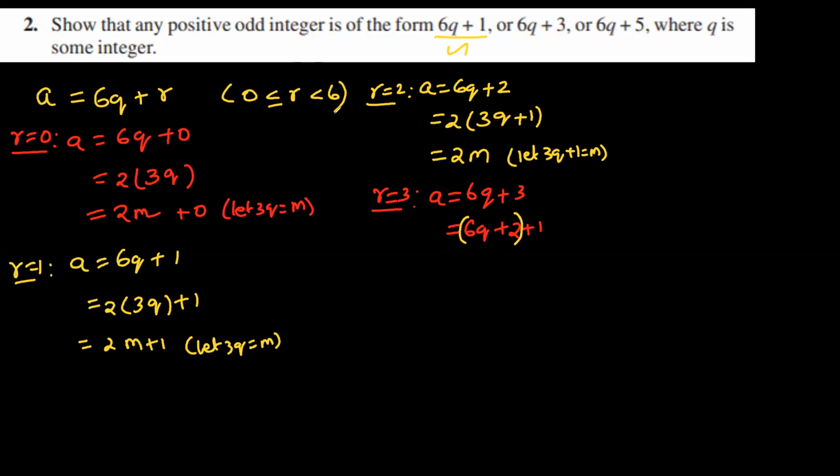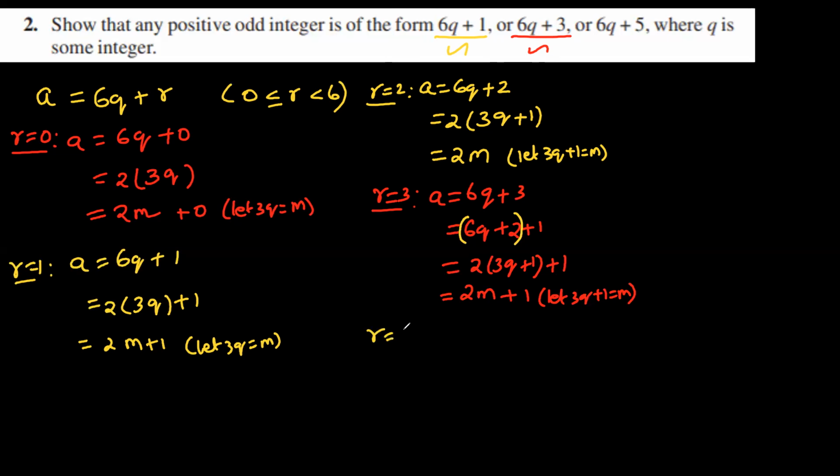And here we are combining these two terms. That is, we are taking 2 as common from the first 2 terms alone. That will be 3q plus 1 plus 1, let it be as it is. As usual, we are assuming this 3q plus 1 as m. Let 3q plus 1 is equal to m. Therefore, we are getting finally 2m plus 1. That means when we divide it by 2, we get the remainder as 1. That is, a is equal to 6q plus 3 is an odd integer. So second part also we have proved. So 6q plus 3 is also a positive odd integer.